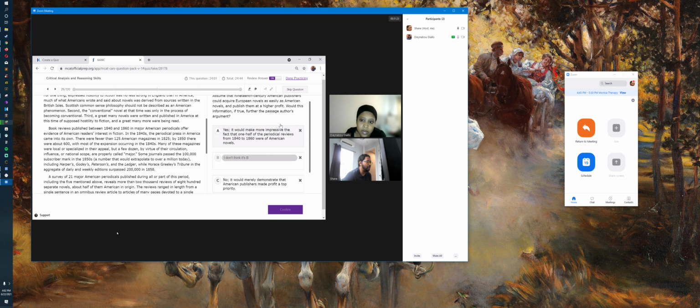For some reason, I don't know why AAMC, of all people, on the test lets you use strikethroughs just to make it disappear with the X button. Yeah, I have no idea.